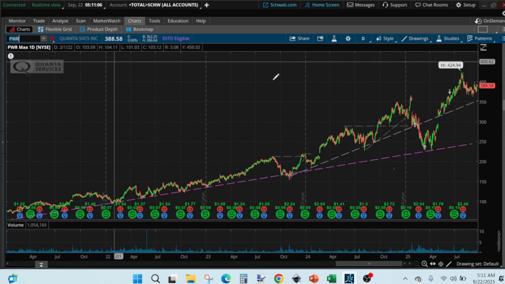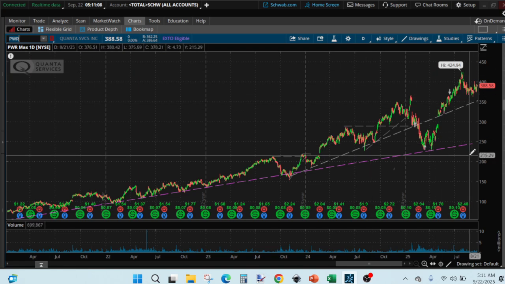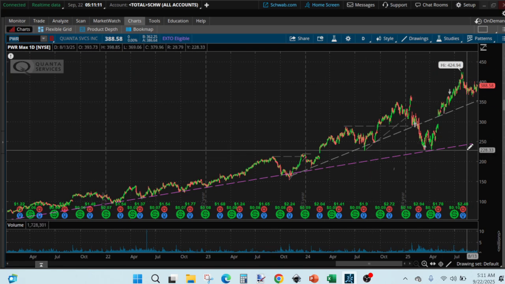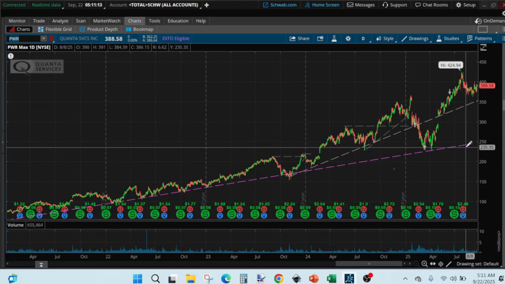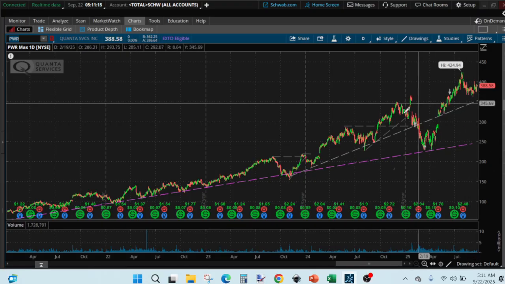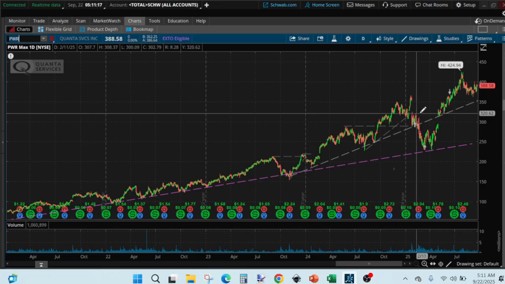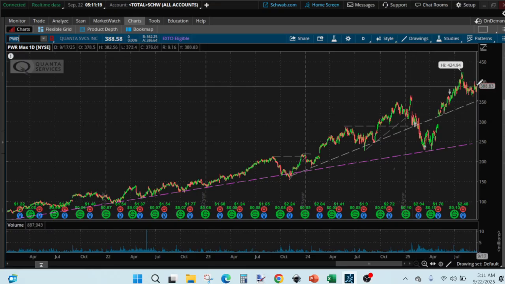So we have PWR here, and today is September 22nd, 2025. We are doing the analysis before the market open. So that means we are using Friday's price to compare to where we want to buy. So Friday, the price dropped. That's why the price is highlighted in red. That means at the end of the day, the price was lower than the price in the morning when the market opened.